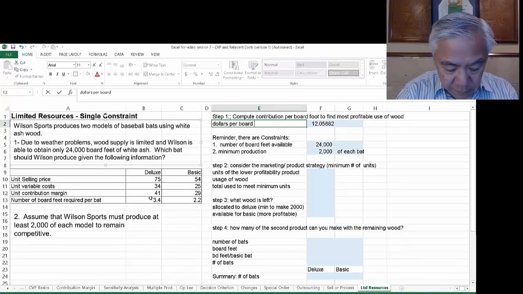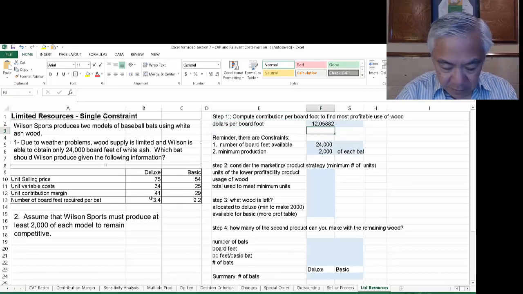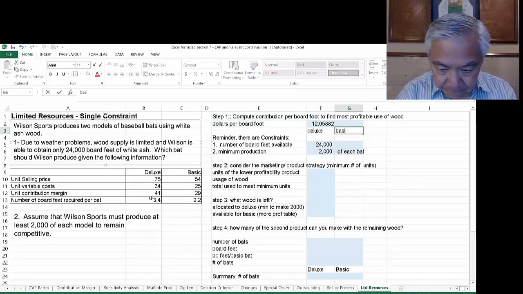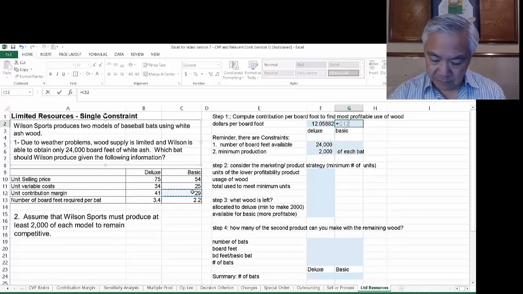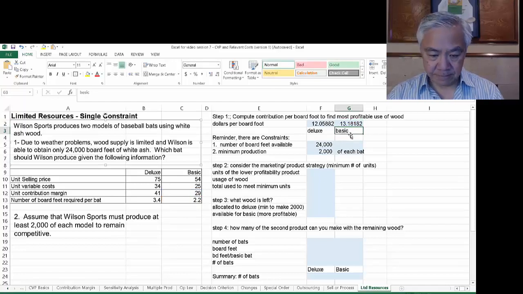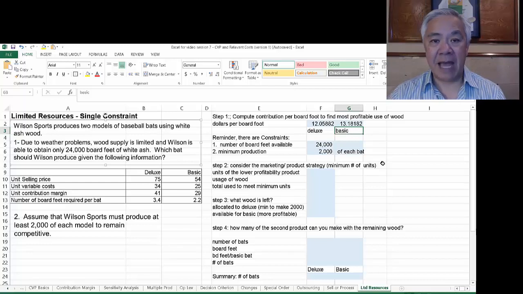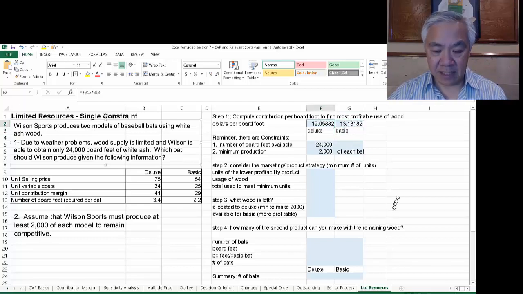This is dollars per board foot. This is for the deluxe, and this is for basic. For basic, it is $29 divided by 2.2. So it's 13. So we see that we're better off making the basic bat. Even though it's tempting to make the deluxe, we make more money with the basic, $13 versus $12 for the deluxe.